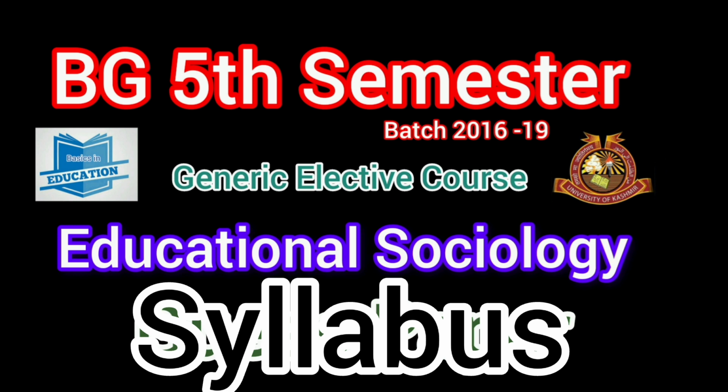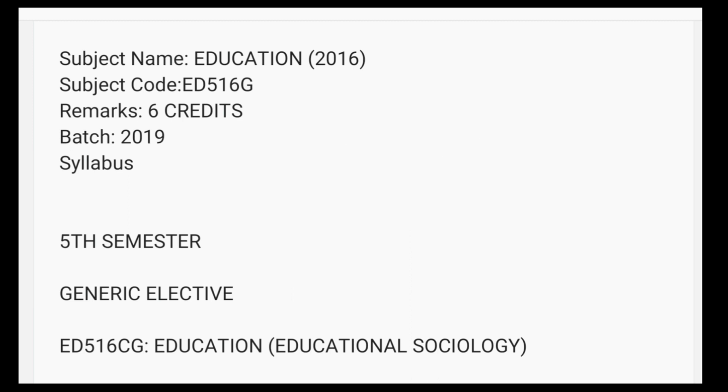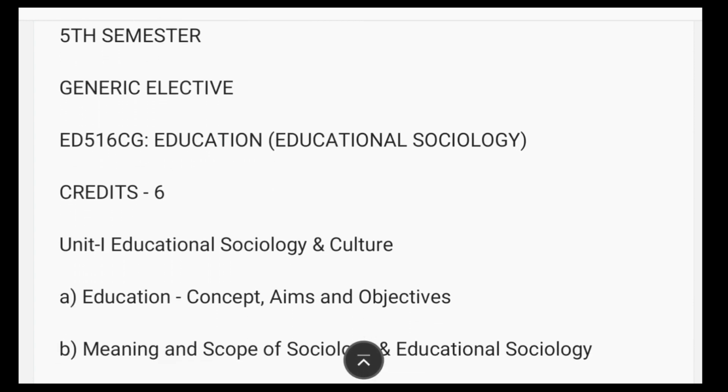In this video, I am going to share with you the syllabus and some important questions regarding the generic elective course, Educational Sociology. This course is meant for the students of BG 5th semester batch 2016 to 2019. Subject code is ED516G, credit 6, and it is the generic elective course.